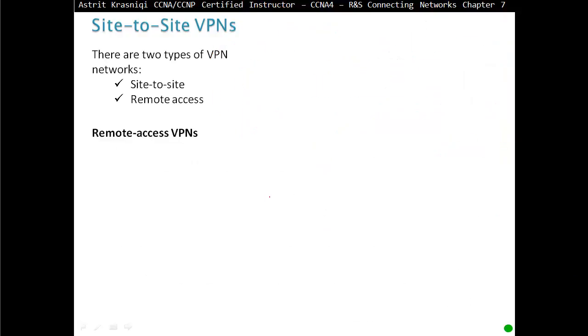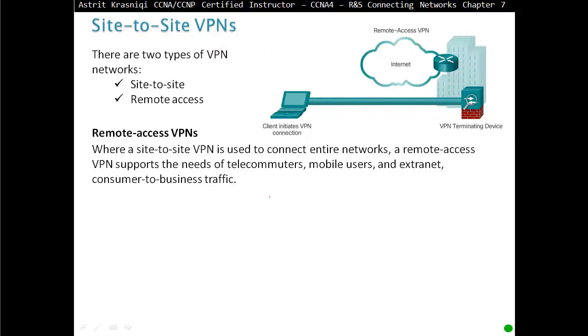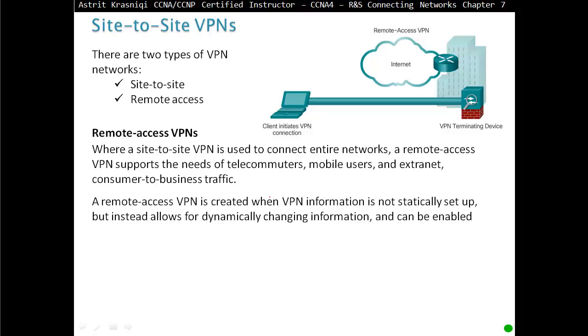Another type of VPN is remote access VPN. The remote access VPN is for teleworkers. The users will know they are part of the VPN. Where site-to-site VPN is used to connect the entire network, remote access VPN supports the needs of telecommuters, mobile users, and extranet consumer-to-business traffic.